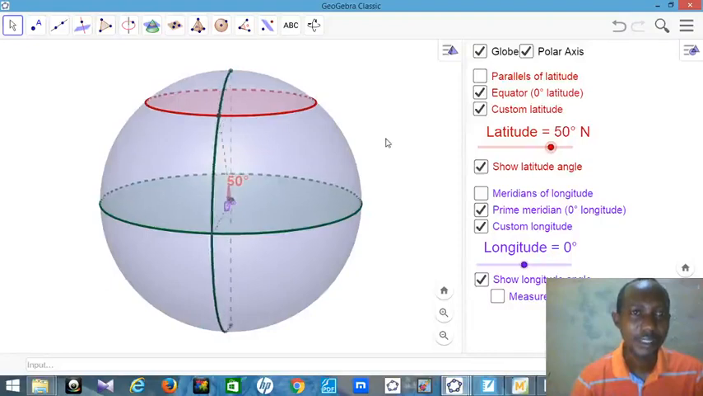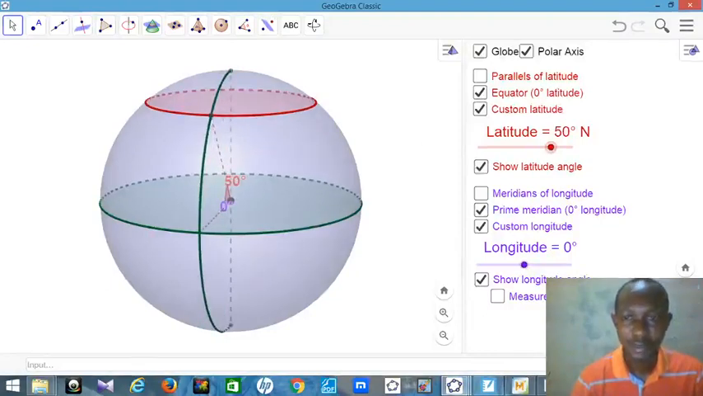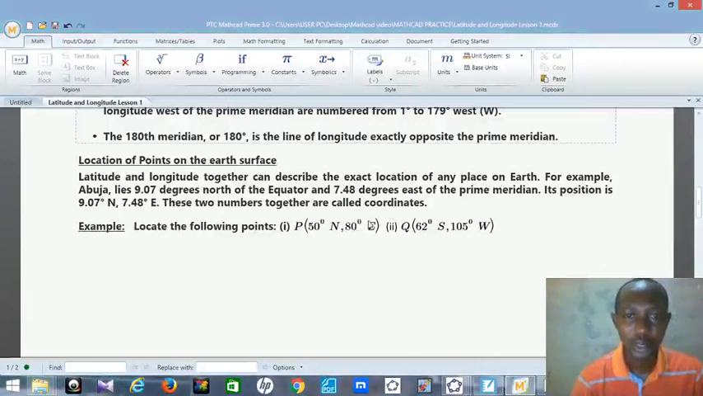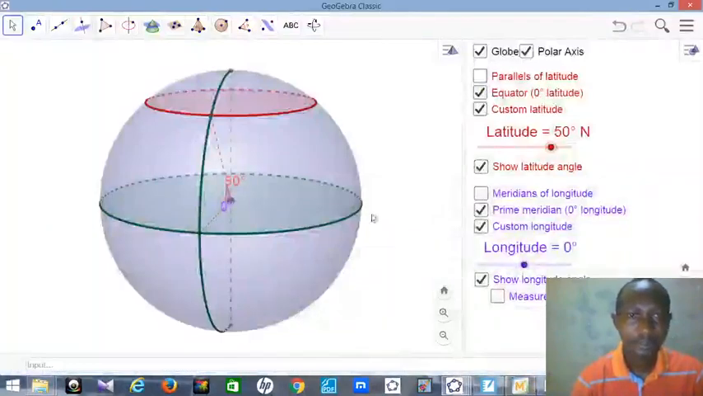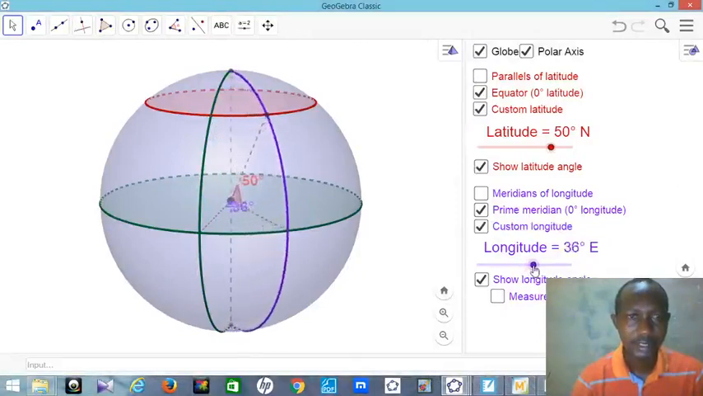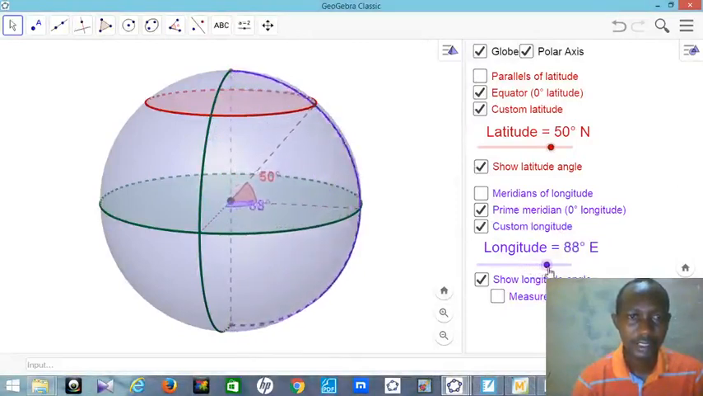You have located it. Then how do you locate the main point that you need now, the point P? Now you have located the first coordinate, which is 50° north. How do you locate P? Now you need 80°. And towards where? Towards east. Then you come to your longitude. East is the right side. You start moving towards the right until you get to 80°. You stop.